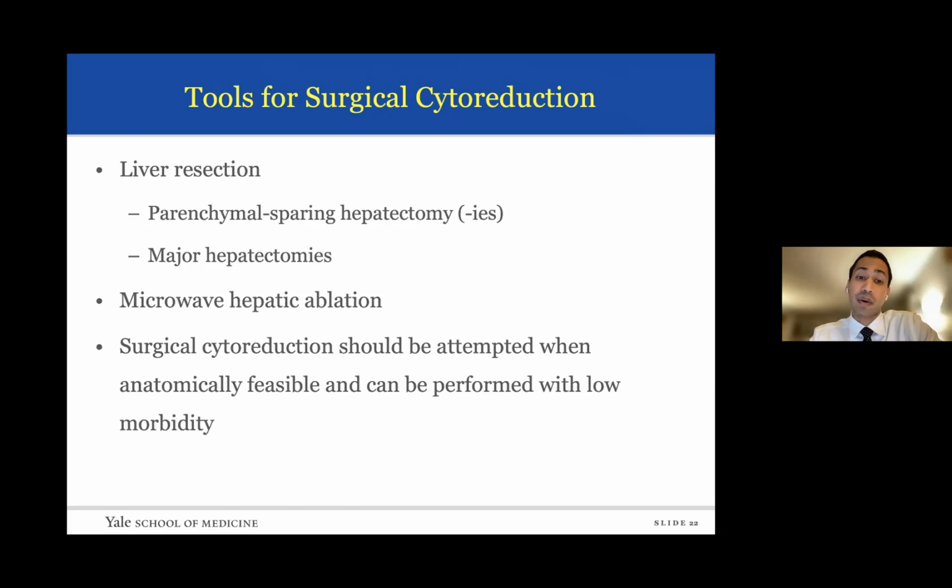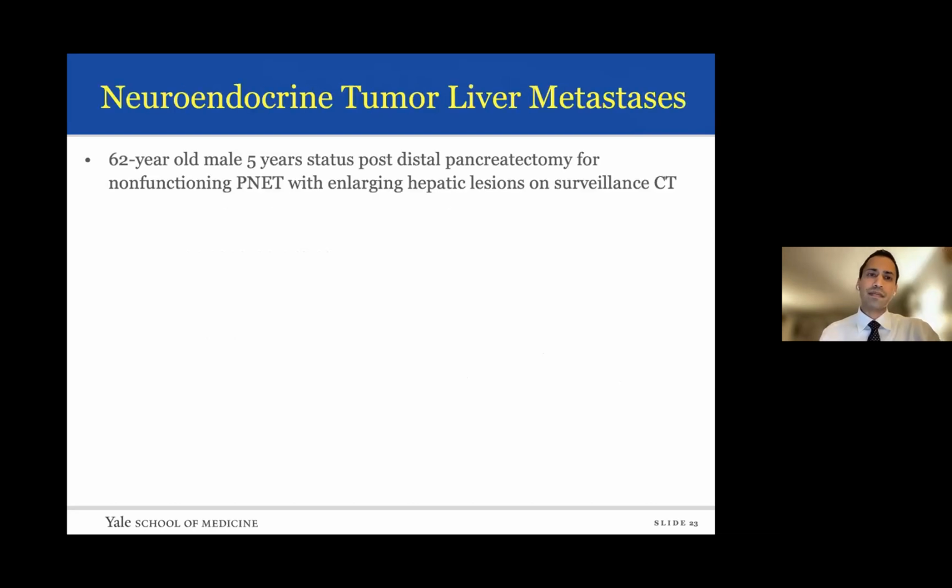Sometimes we consider a microwave ablation, where we put a probe into the center of the tumor, or sometimes our interventional radiology colleagues, who are very adept at doing that, can do that as well. And if they can do it in a less invasive fashion, that's always the best thing for the patient. And surgical cytoreduction should be attempted when it's anatomically feasible and can be performed with a low morbidity.